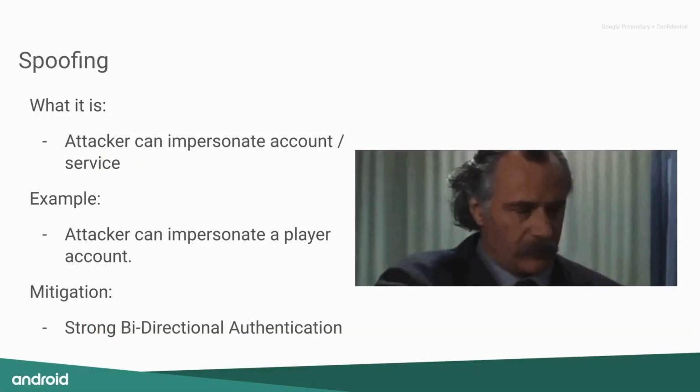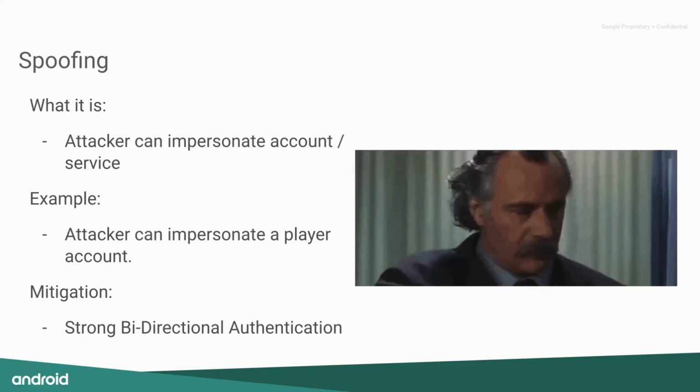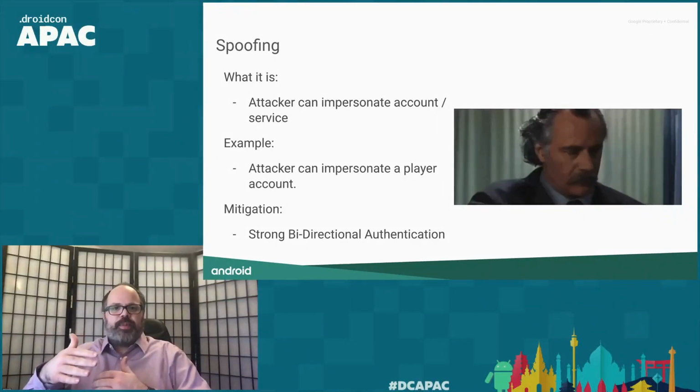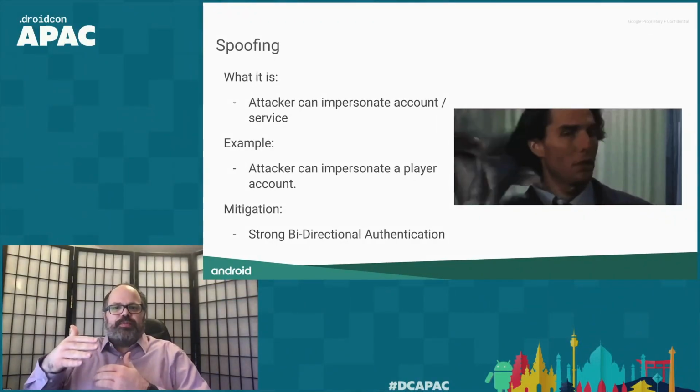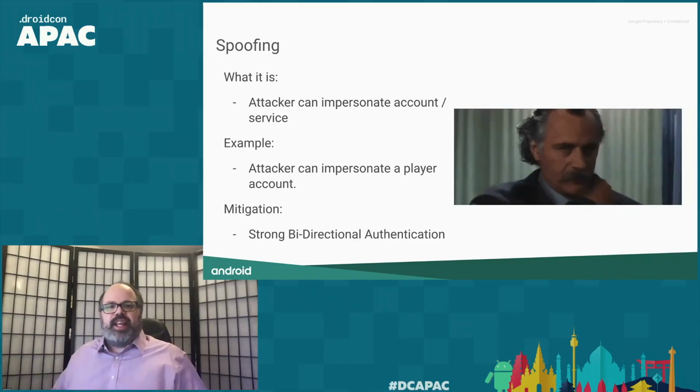First of all is spoofing. This is when an attacker can impersonate an account or service. An example might be when an attacker can impersonate a player account. The way we mitigate this is with strong bidirectional authentication. Remember, we talked about how we want to make sure we look at both directions of the data flow. This is how we also get into bidirectional authentication on those data flows. And the bidirectionality is really important because to be secure, data flows need to be mutually authenticated.